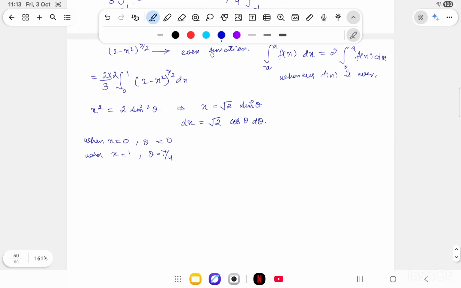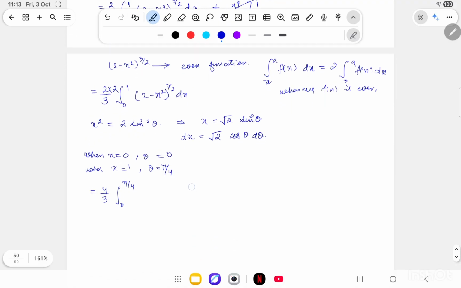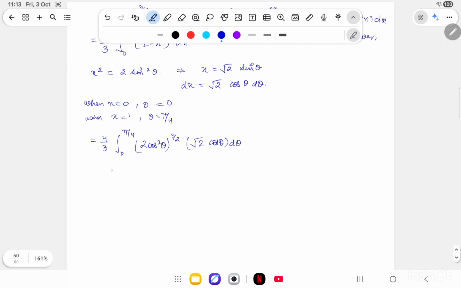So the integration reduces to 4 by 3 integration from 0 to pi by 4. 2 minus 2 sine square theta will be 2 cos square theta, raised to 3 by 2, and dx is under root 2 cos theta d theta. So if we simplify it, it will be 4 by 3 integration from 0 to pi by 4, 2 raised to 3 by 2 into under root 2, that will be 4 only. So it is 4 times cos 4 theta d theta.